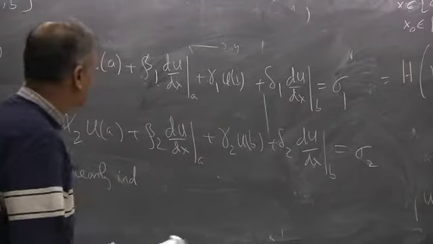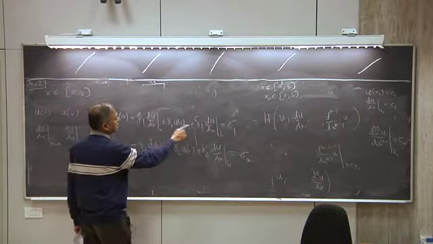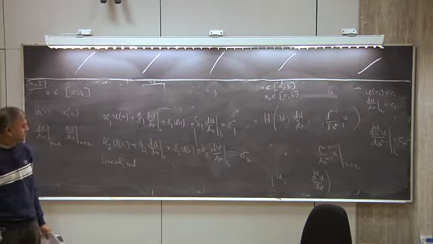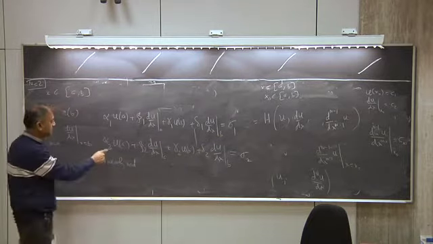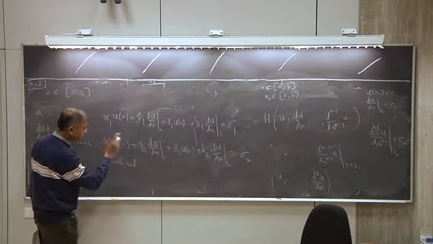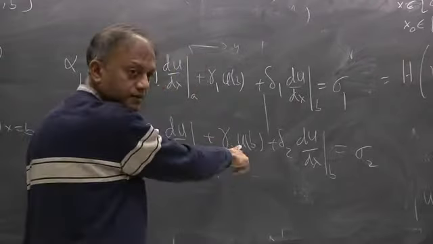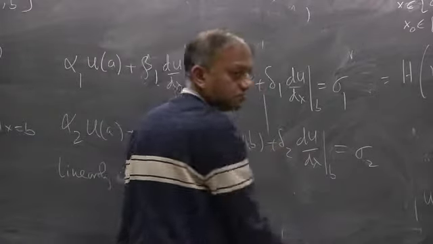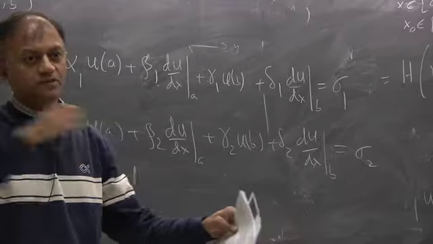As an example, let's say I can choose beta 1, gamma 1, delta 1 equal to 0, and alpha 1 is, say, 1. Then that just tells you u of a is sigma 1. Similarly, you choose beta 2, gamma 2, delta 2 equal to 0. No, it should be linearly independent. So let's choose alpha 2, beta 2, delta 2 equal to 0, and gamma 2 equal to 1. That tells me u of b equal to sigma 2, right? So that will be the situation of Dirichlet boundary condition. The value of u is specified at the 2 endpoints.